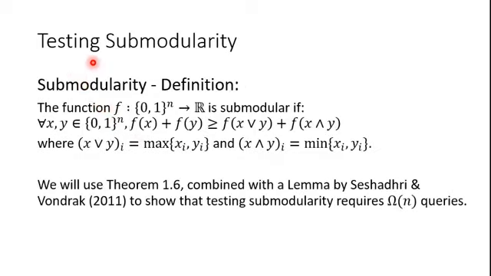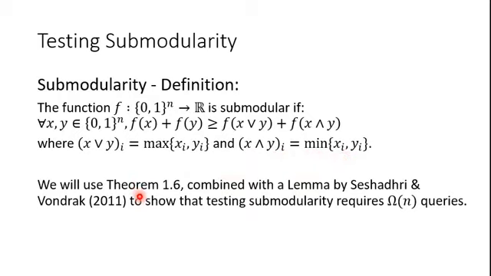So we will now move on to testing submodularity. First we will define what that is. The function f from {0,1}^n to the real numbers is submodular if for every x, y in {0,1}^n, f(x) plus f(y) is larger or equal to f(x or y) plus f(x and y). And just to be clear on the notation, if we look at some index i, x or y on this index means that we are taking the maximum between the two on this index, and x and y for the index i is the minimum between the two on this index.